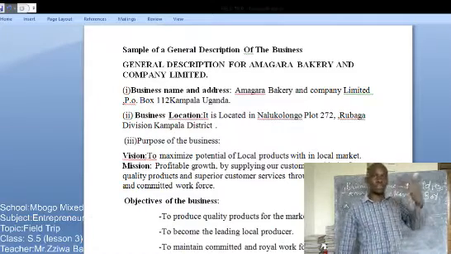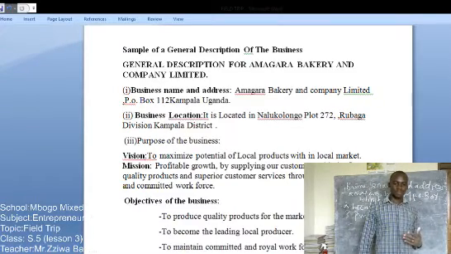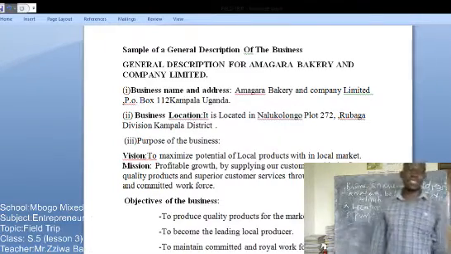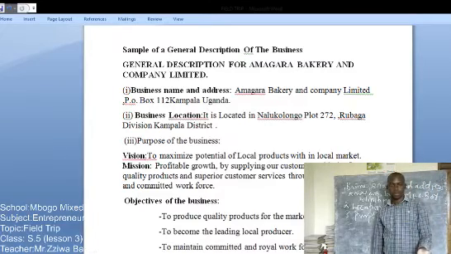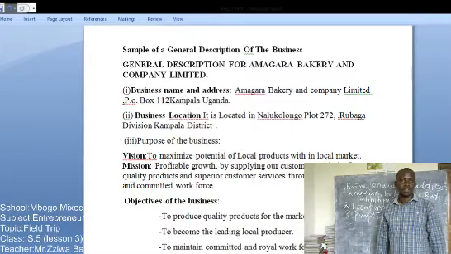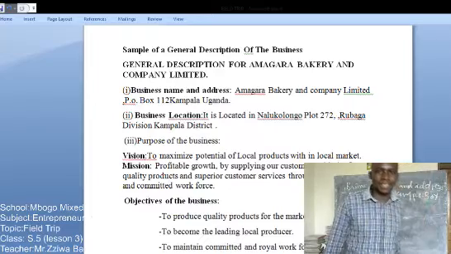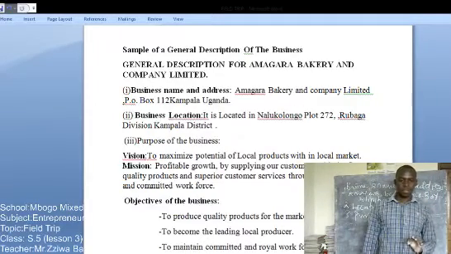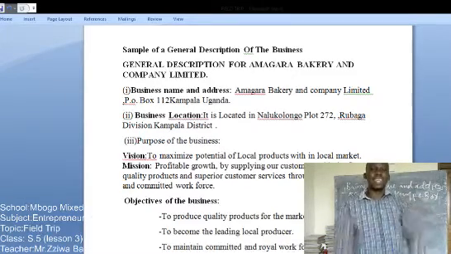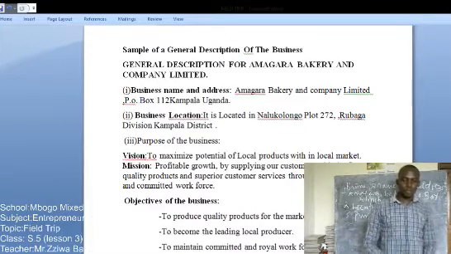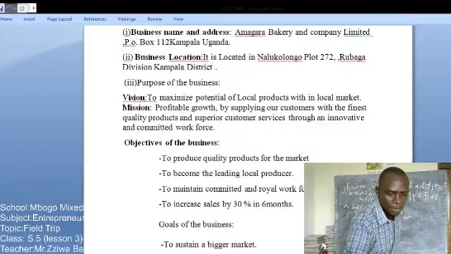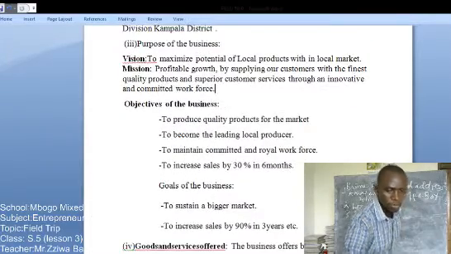Objectives. These ones are supposed to be smart. Okay? To increase sales by 30% in 6 months. To open 2 more branches in 7 months. To produce quality products for the entire market. Those are some of the objectives of the business. All those ones handle one component per purpose.